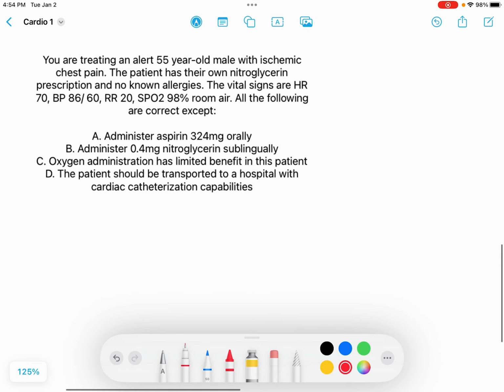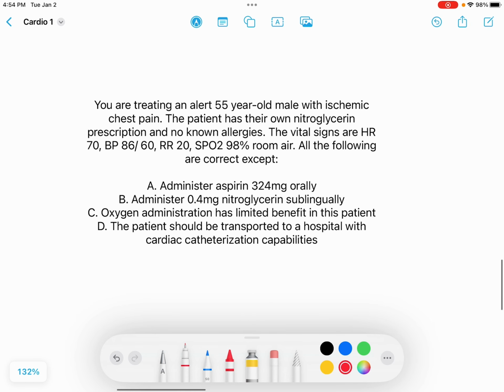All right. Next question. You are treating an alert 55-year-old male with ischemic chest pain. I feel kind of discriminatory here. Maybe there should be a female instead. Anyways, the patient has their own nitroglycerin prescription and no known allergies. The vital signs are heart rate 70, blood pressure 86/60, respiratory rate 20, SpO2 98% on room air.